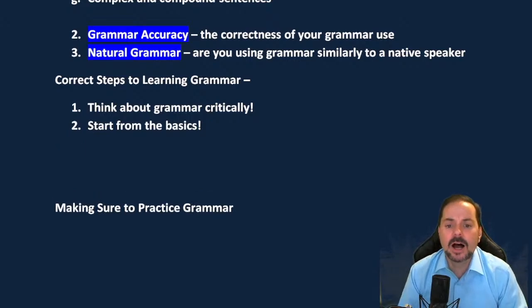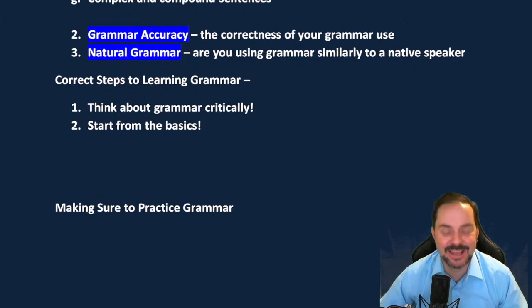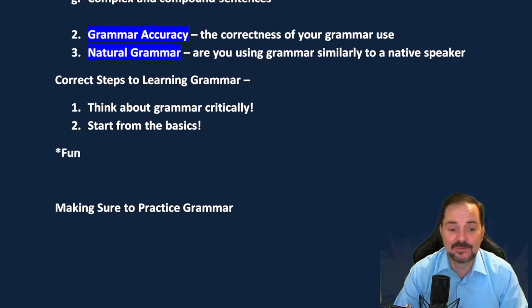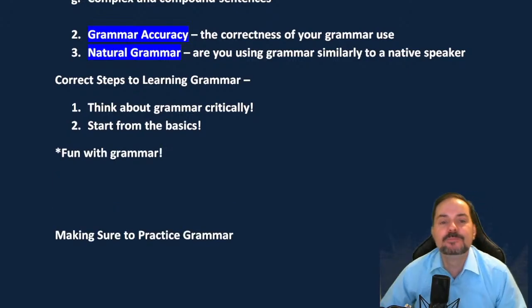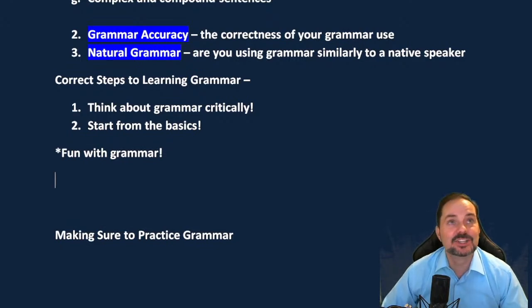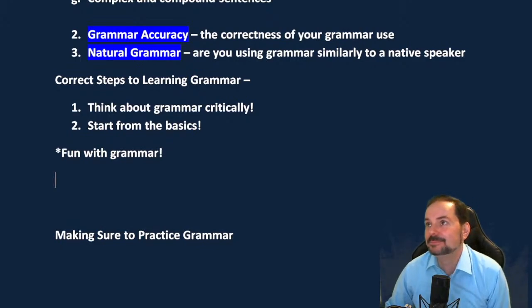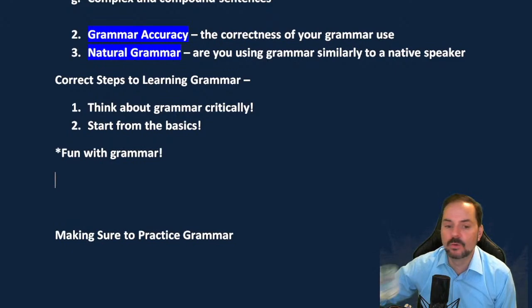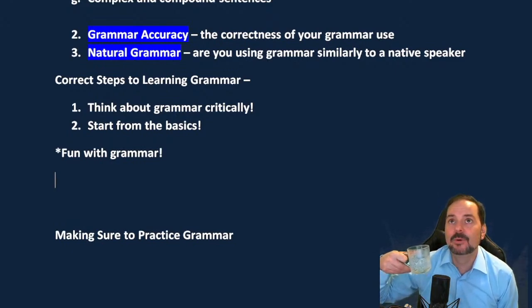All right, let me show you this, okay? So we're gonna have fun with grammar today. All right, so let's do this. Fun with grammar. All right, what is the most basic English sentence? Can anybody tell me that? Okay, so when we talk about grammar, what is the most, yeah, Sonia, very good.